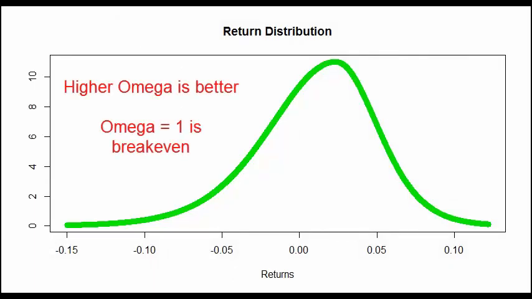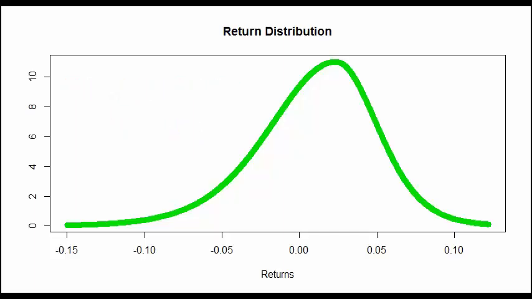Interpretation is similar to the omega ratio, with values of 1 being the break-even point of profitability and higher values being better. This completes the risk-reward ratios tutorial.